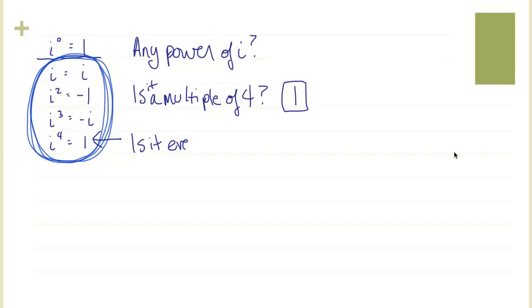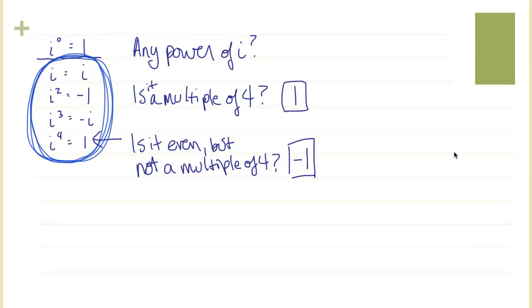Is it even, but not a multiple of 4? So i to the second, i to the sixth, i to the 10th, i to the 14th, i to the 18th, i to the 22nd. All those numbers are divisible by 2, but not 4. All those guys are going to be -1. And so I use those two to help me figure out where I'm at. The odd numbers are a little harder for me. I kind of have to back into it. So I start with where it is in relation to a multiple of 4.